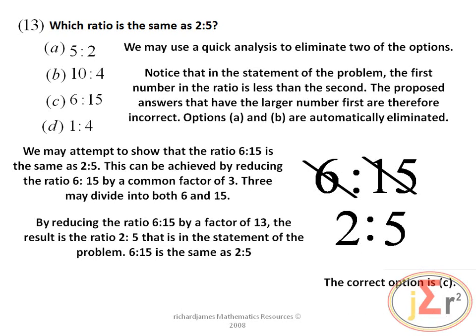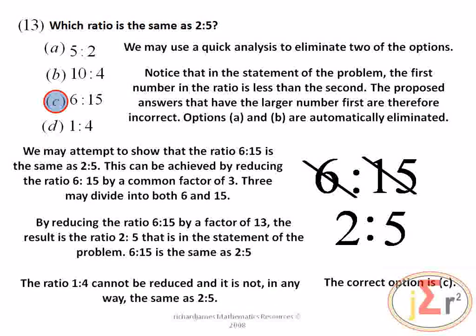The correct answer is option C. The ratio 1 to 4 cannot be reduced and is not in any way the same as 2 to 5.